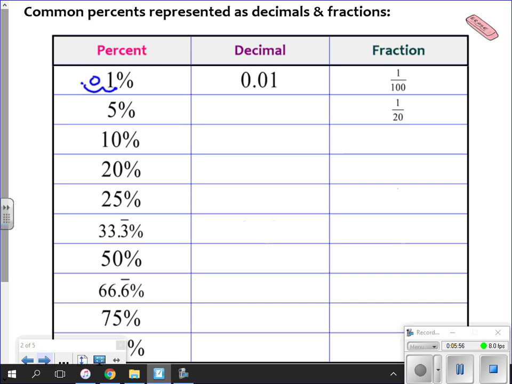Now, the decimal on this one. So for 5%, our decimal would be what? 0.05, move it 2 places over. Now, our fraction, I've already revealed what it is, but that's in the reduced form. You always start with what it is out of 100, 5 out of 100. 5% is 5 out of 100. It reduces down to 1/20th.